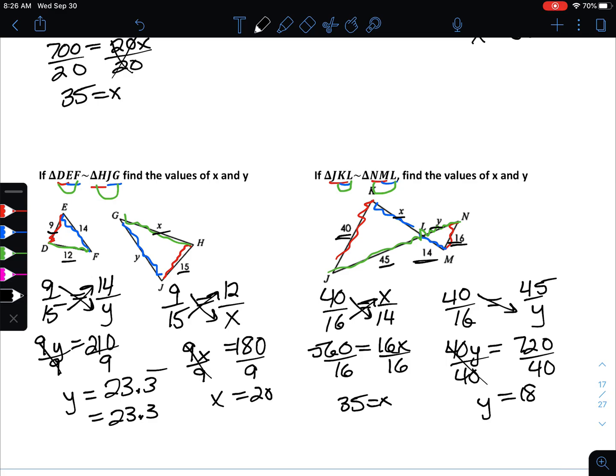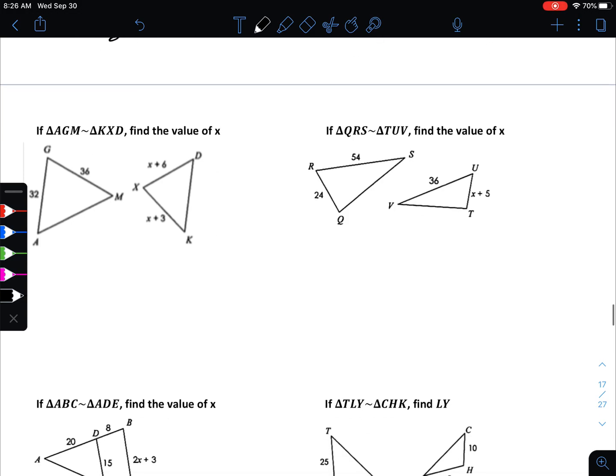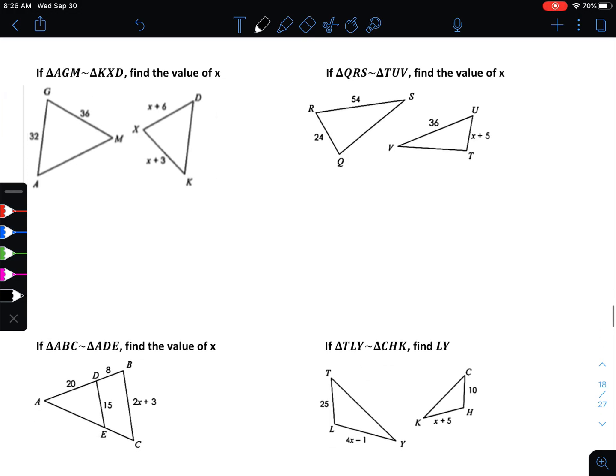Okay, cool. Let's keep going. So now we're going to do kind of the same thing. The only thing that's going to make these next 2 problems a little bit different is that they've just got a little bit harder proportions to solve. So let's go ahead and set them up though. So on this first one, we've got the triangle AGM is similar to triangle KXD. So the first side AG matches with side KX.